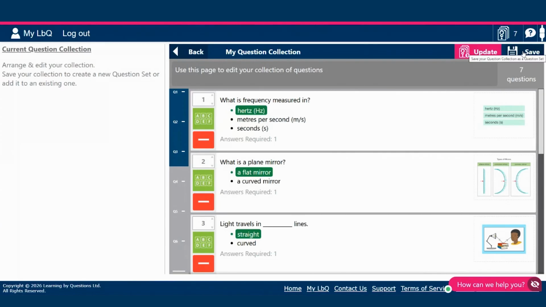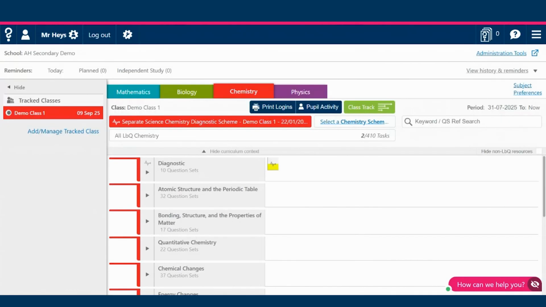I can save them. And then from there, I can edit them if I want to. And I have a bespoke starter that has literally taken me a minute, 2 minutes to make. And again, these questions will have been written by specialist teachers and will have specialist feedback.